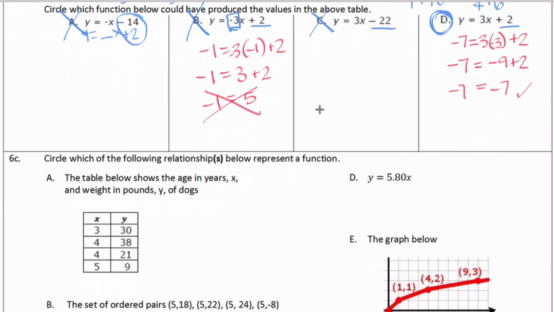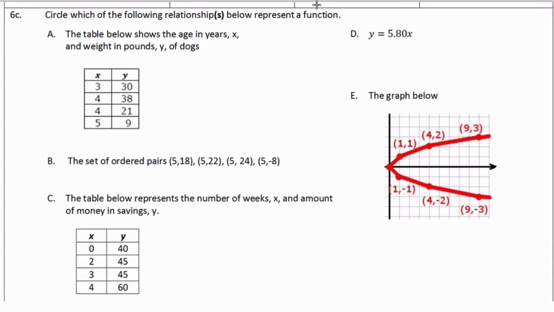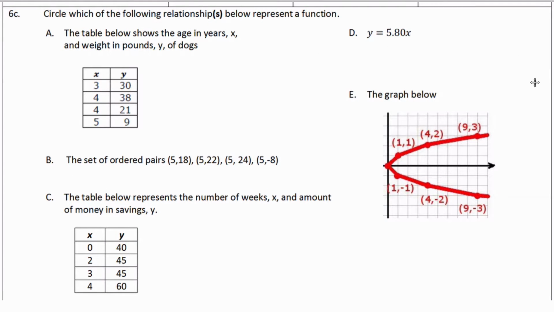Question part 6, C. Circle which of the following relationships below represent a function. Remember, a function means every input has to have a unique output. So that means that if I were to look at a graph, this would be a function, that'd be a linear function. This would be a proportional function as well. This would be a function because every input, for example x, this x has only one y. There's only one point that has that x value. This x value has only one y value that goes with it, only one point.